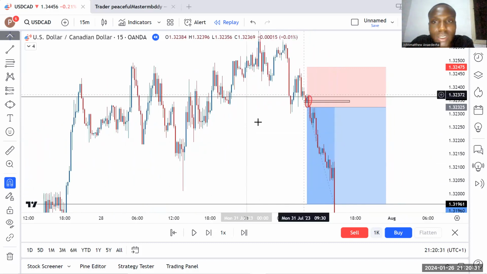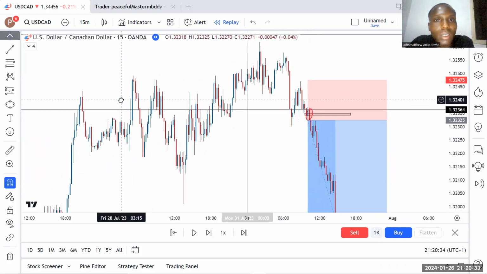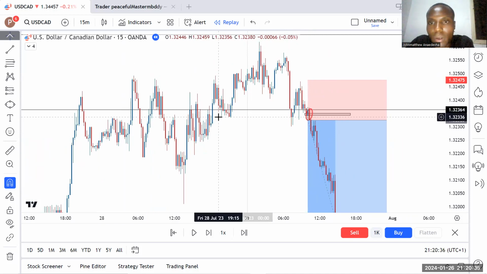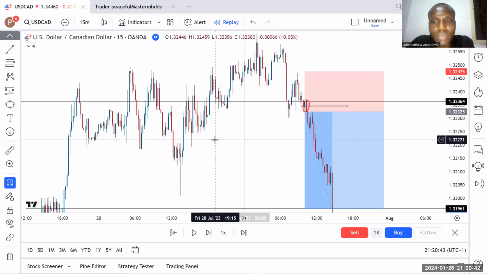So this is our trade on USDCAD, and I've used this to explain the concept of price delivery, and I'll explain it better on another trade. But this right here is very clear.